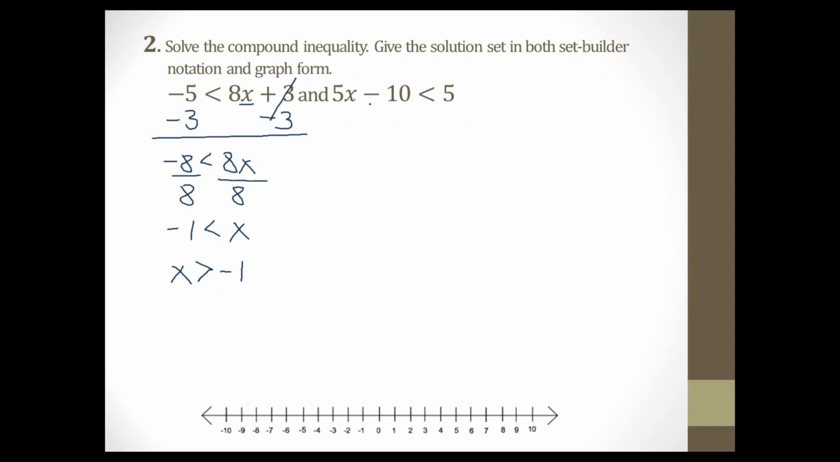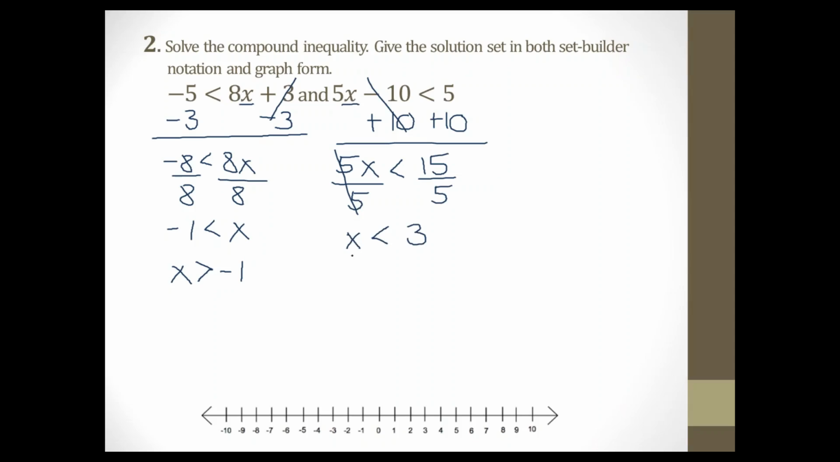Now solving the second part. Here again we're solving for x. Let's add 10 to both sides, and we have 5x is less than 15. Now dividing by 5, and x is less than 3. In this case it came out nicely with x on the left side. I do not have to rewrite it.